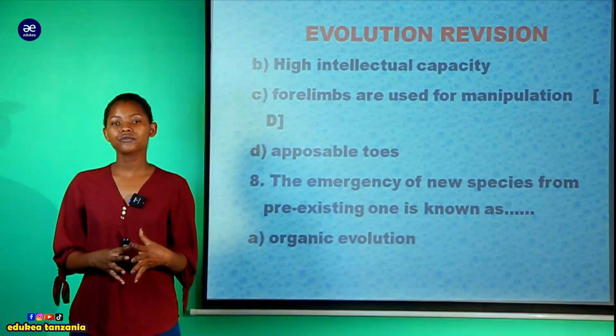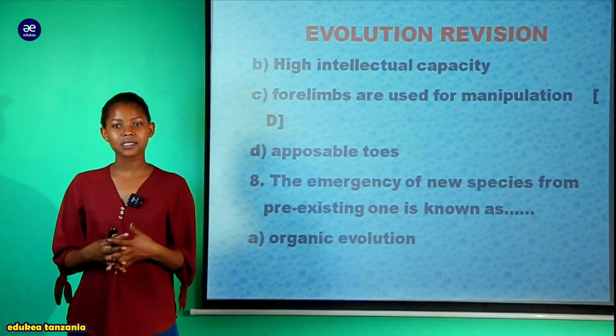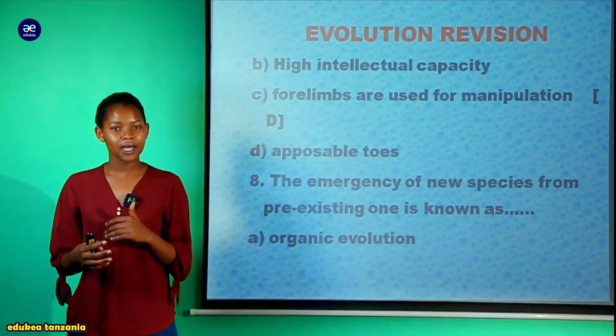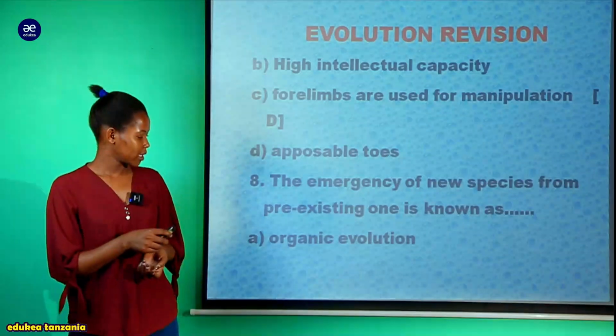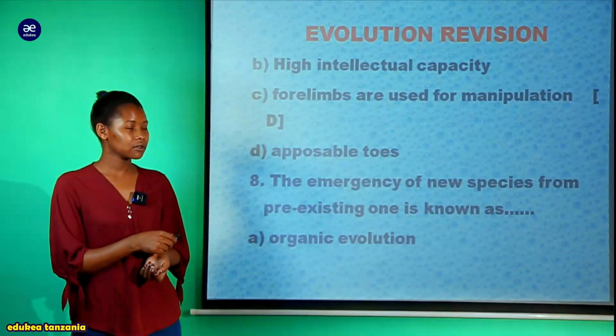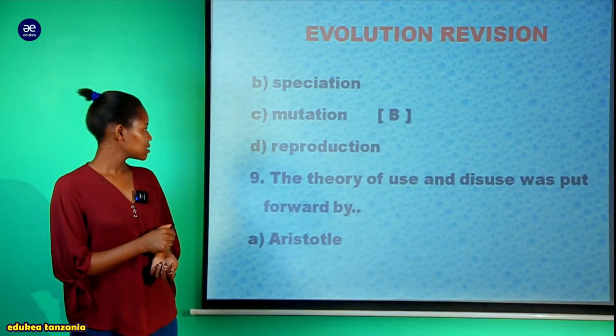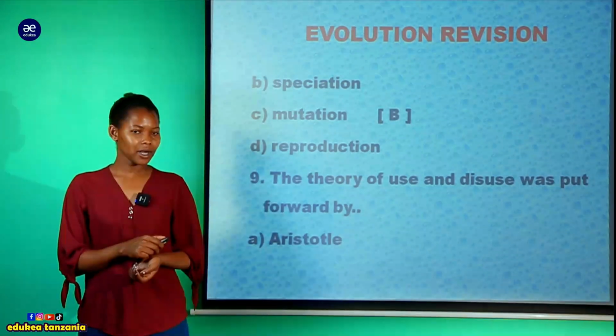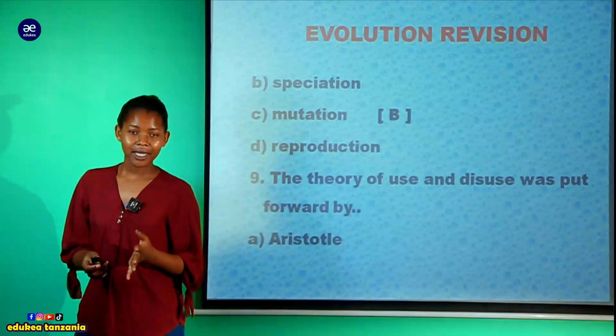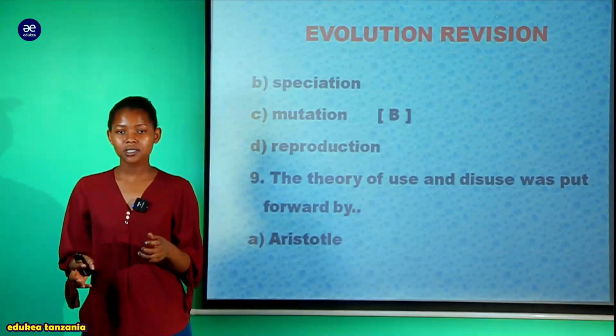The emergence of new species from the pre-existing one is referred to as dash dash. You can see A is organic evolution, B is speciation, C is mutation, and D is reproduction. Ukiangalia swali majibu choices zimekaa kimtego.